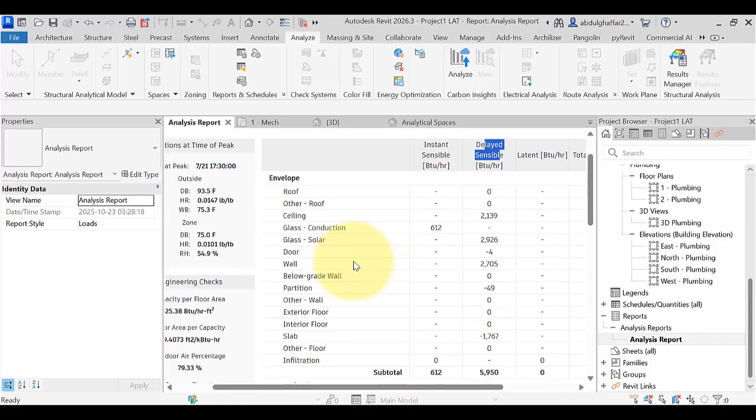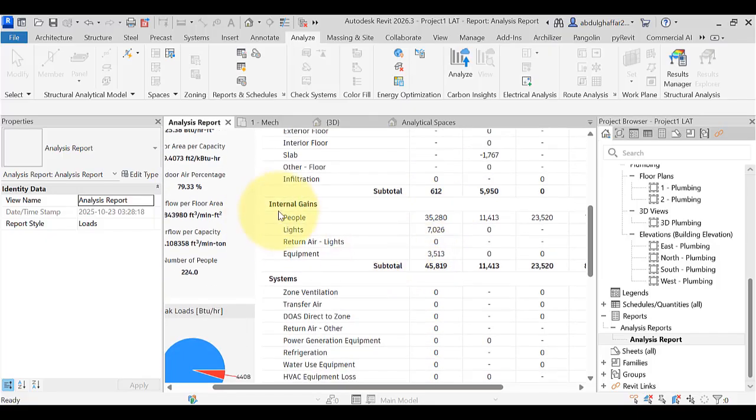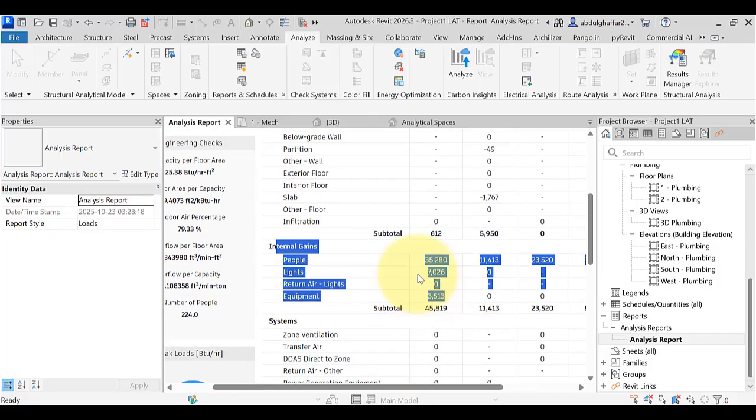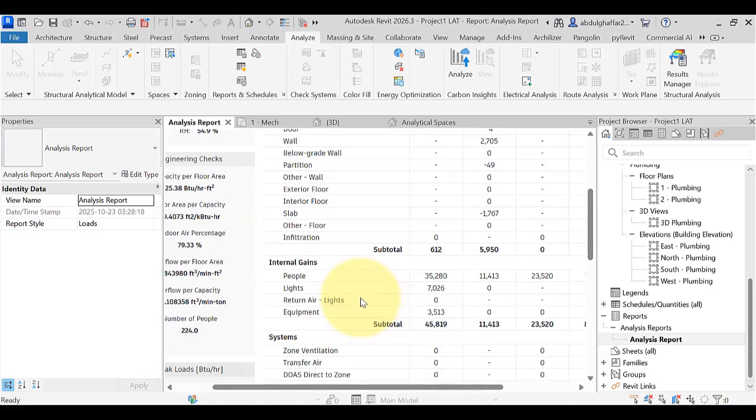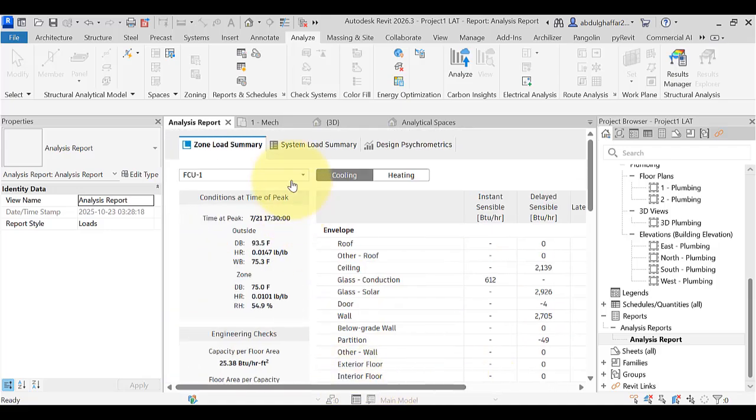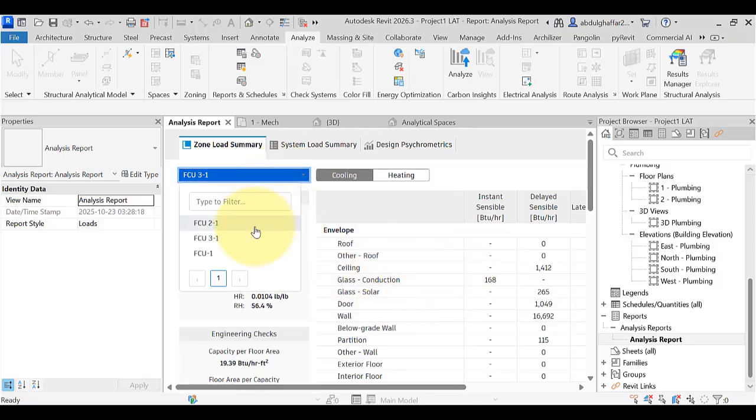So here you see these are all the details. These are the internal gains, the internal heat generated by people, equipment, and lighting, and this is the complete report. This is the report for zone 1. Similarly for space 2, this one is the cooling report for space 2, and this is the cooling report for space 3. So this is the heating report.